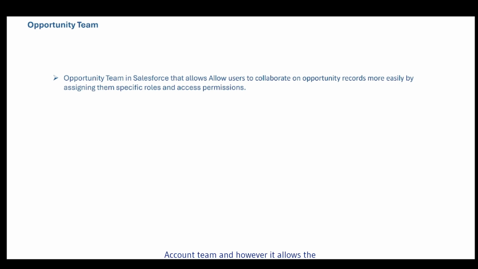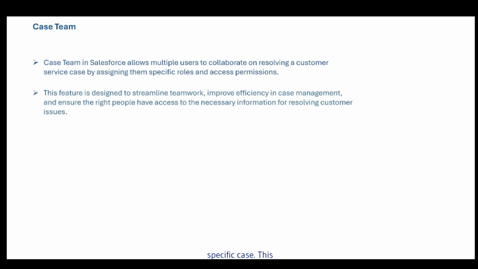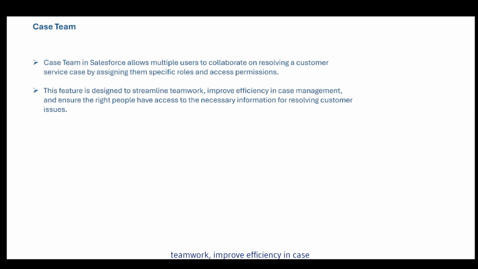Opportunity team is similar to the account team, however it allows a group of users to work upon a particular opportunity record, and it also needs to be activated by the Salesforce admin in the org. Case team is also similar to the opportunity and account team. However, it does not need to be activated manually by the Salesforce administrator in the org. Basically it is also a collaboration feature that allows a group of users to work upon a specific case. This feature is designed to streamline teamwork, improve efficiency in case management, and ensure the right people have access to the information for resolving customer issues.